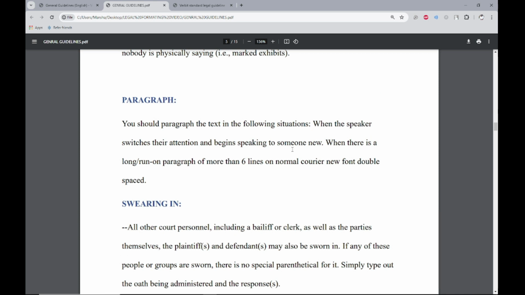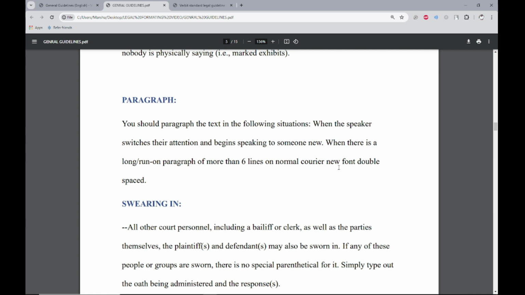Now, when you come to paragraphing, this is how you are supposed to paragraph your work. Okay, when an attorney speaks for a long time, you are supposed to paragraph when the speaker switches their attention and begins speaking to someone new. All right, that's when you are supposed to paragraph. Okay, when there is a long run-on paragraph of more than 6 lines, double spaced. Okay, now this one I'm going to show you in the practical part, but read clearly. You are supposed to just look at the way your paragraphs are. If it's too long a paragraph, make sure you cut it according to the guidelines. All right.